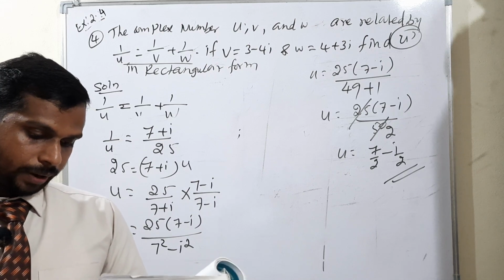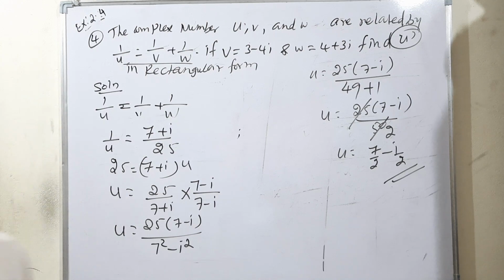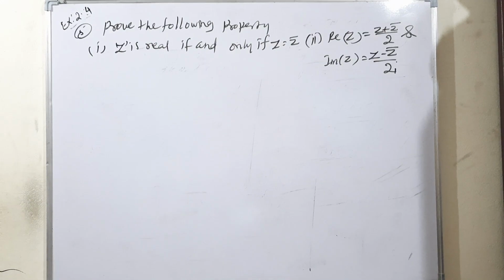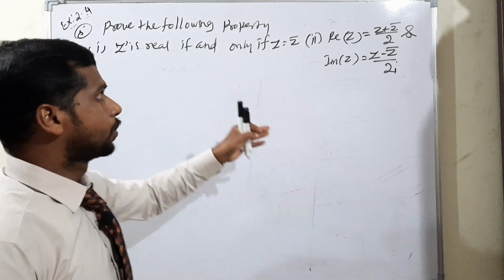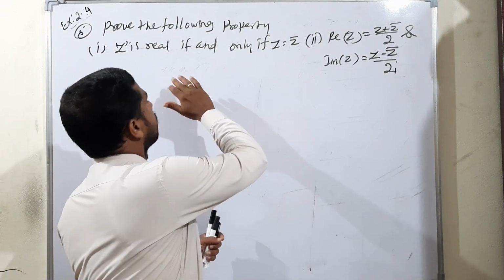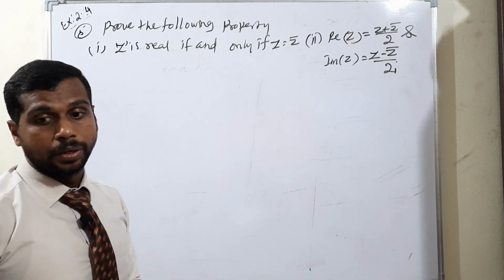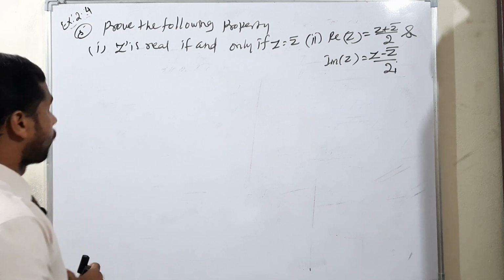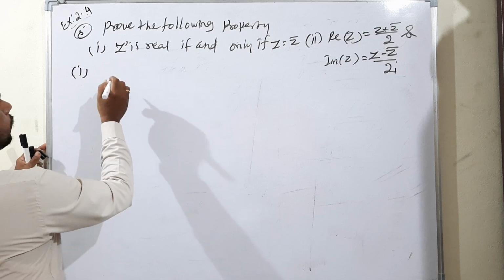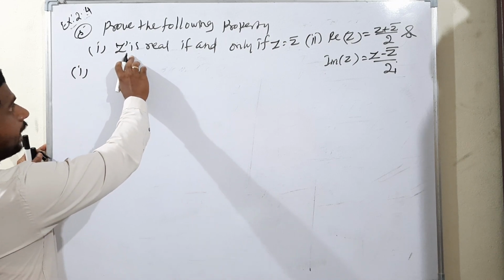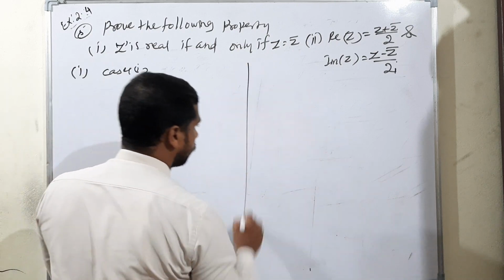Question number 5 is also to prove the following properties. One of the important questions. This is in your question paper, they will ask subdivision 1 or subdivision 2 separately. What is the question? Prove the following property. I am moving to subdivision 1. Question: Z is real. I will take it as case 1 and case 2.